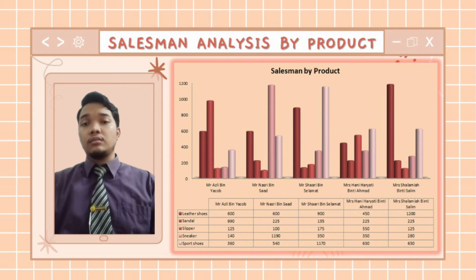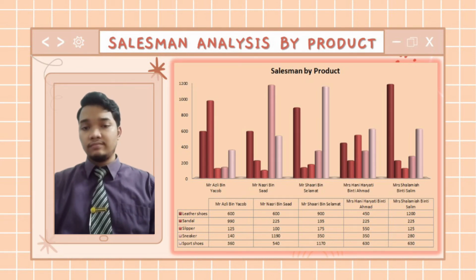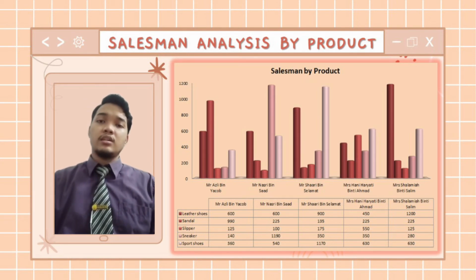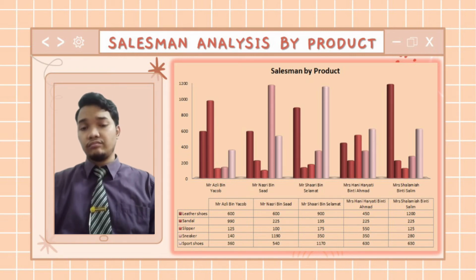After that, for Mrs. Hani, her total sale is RM 2,205, which consists of 3 leather shoes, 5 units of sandals, 22 units of slippers, 5 units of sneakers and 7 units of sport shoes. Last but not least, for Mrs. Salamia, her total sale is RM 2,460, which consists of 8 units of leather shoes, 5 units each of sandals and slippers, 4 units of sneakers and 7 units of sport shoes.